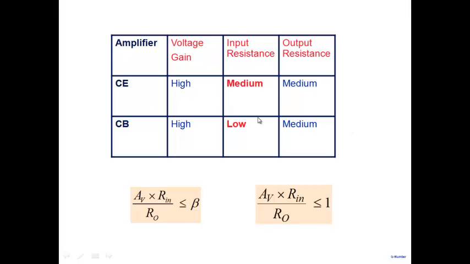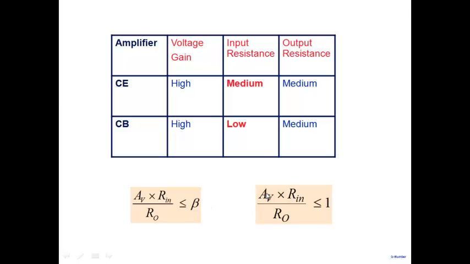There's nothing wrong except that a more general description or comparison of common emitter and common base is through these two relationships. Common emitter says AV Rn by R0 is less than beta. Common base says AV Rn by R0 is less than or equal to 1.